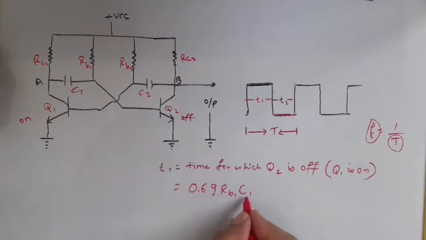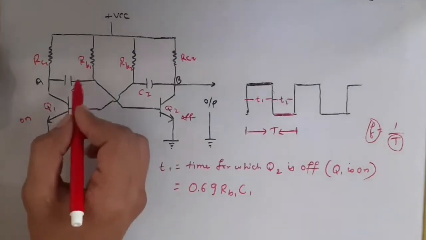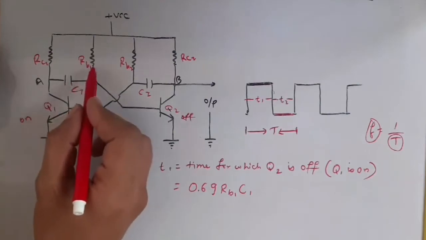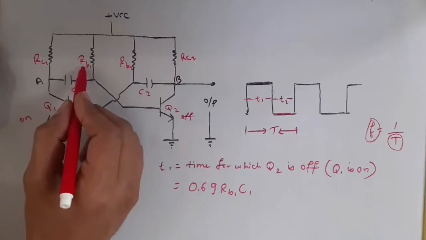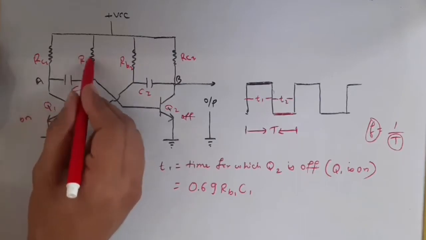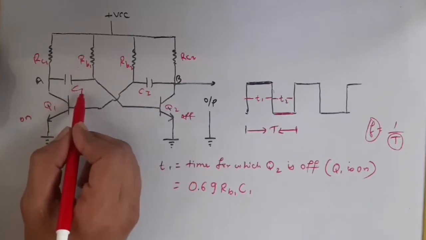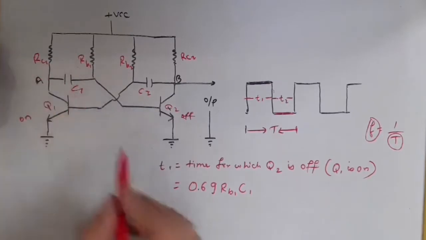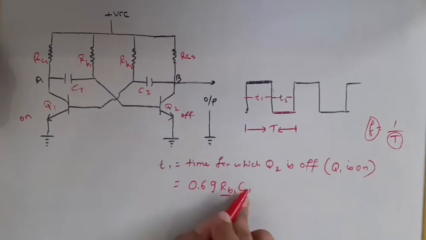Why RB1 and C1? If you see carefully, whenever Q1 is on, the capacitor C1 will charge through this resistor RB1. So we have to consider this resistor value RB1 and capacitor value C1. Okay, you should not take RC1 here, you have to take only RB1, because this capacitor is charging through this RB1, isn't it?